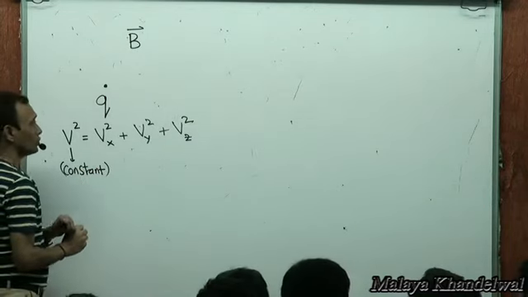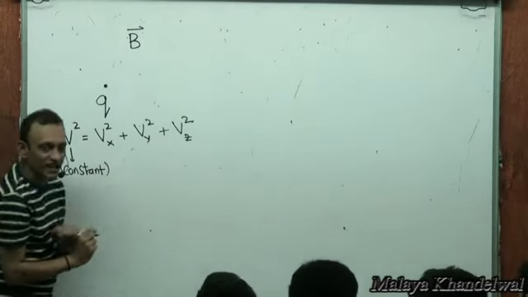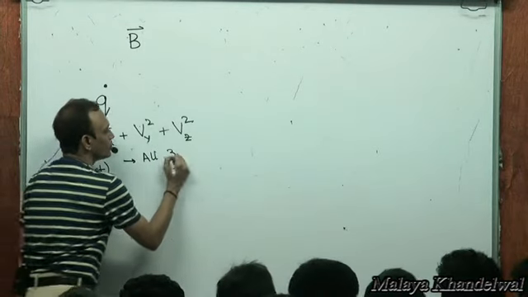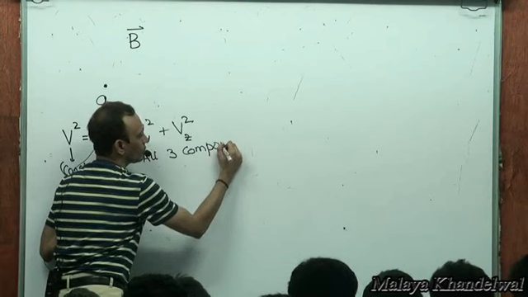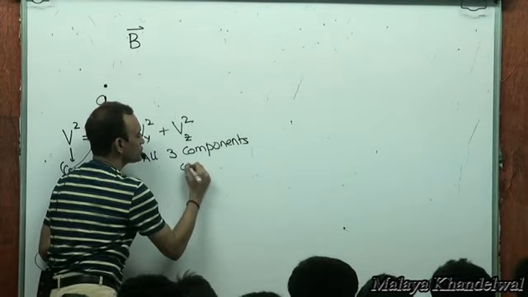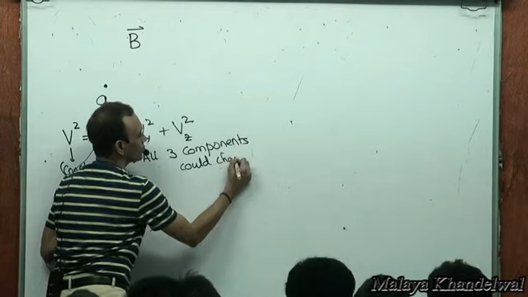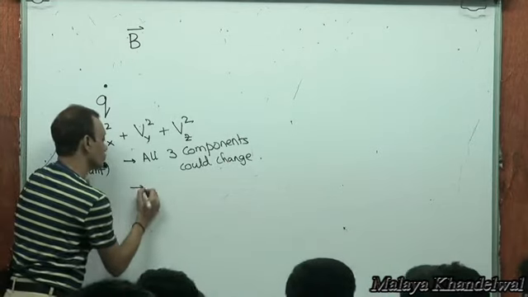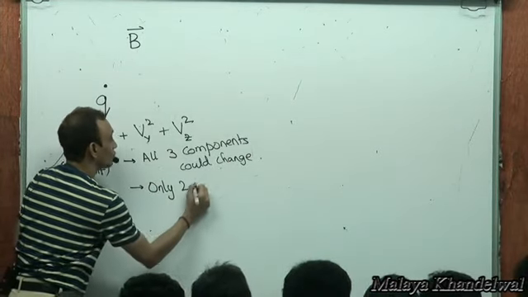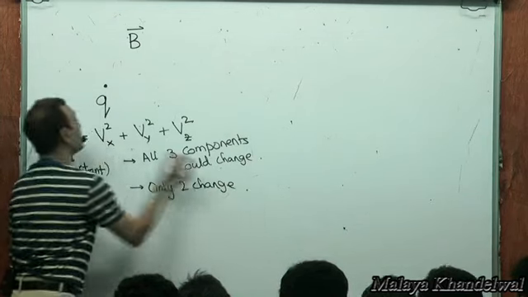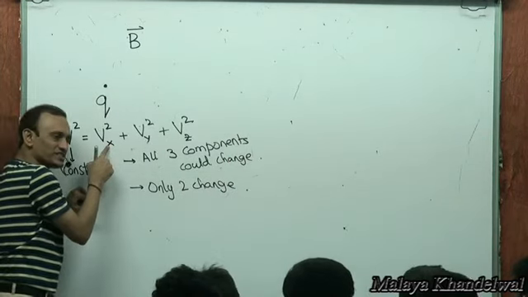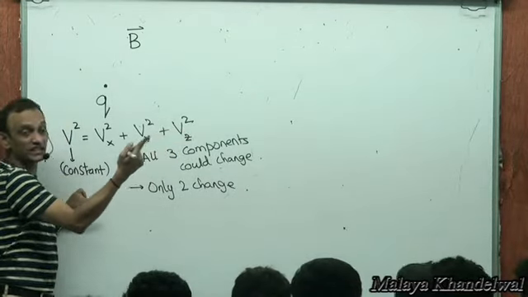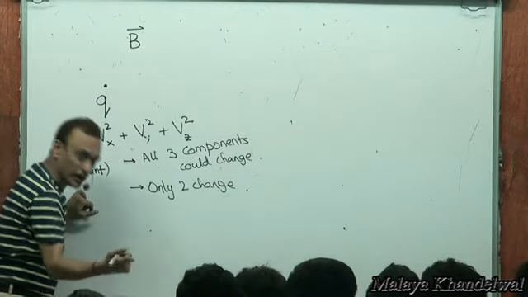Now, it is possible that all three components change, right? All of Vx, Vy, Vz could change. Or only two change. But you can't have only one changing, because if one changes, then this whole thing will change. So two or all of them must change if it's exposed to a magnetic field. Clear?